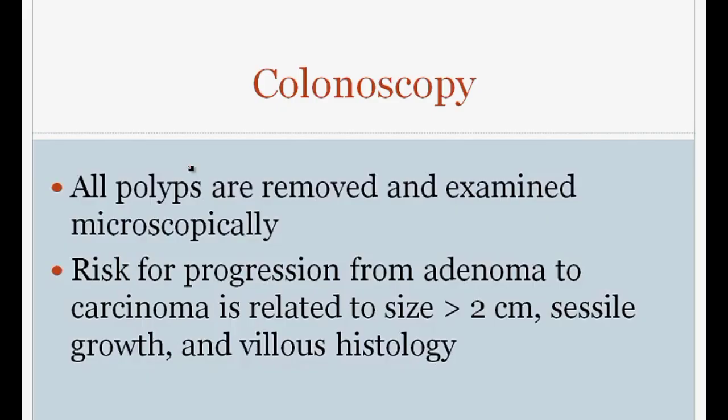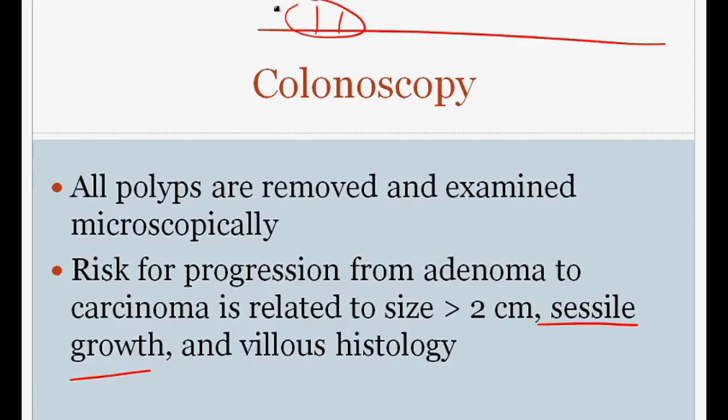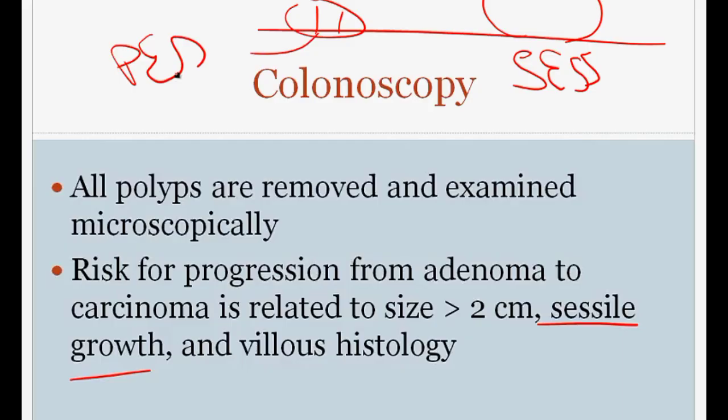Number one, size greater than 2 centimeters. If you have a polyp greater than 2 centimeters, that would suggest an increased theoretical risk. Also, if there's sessile growth, what does that mean? When you look at polyps, polyps can kind of grow in two ways. The first way, as I'm illustrating here, is a pedunculated polyp where it grows off a stalk. And the other way would be for the polyp to go flat along the wall. So this pattern is called the sessile pattern, and this pattern is called the pedunculated pattern. And the sessile pattern theoretically has more risk to develop carcinoma.